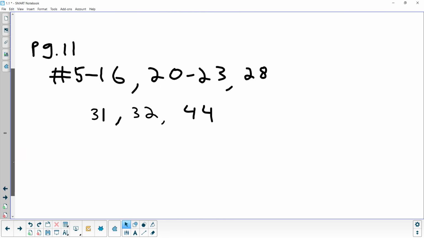All right, so that's the homework for tonight. Okay, on page 11, problems 5 through 16, 20 to 23, and then 28, 31, 32, and 44.